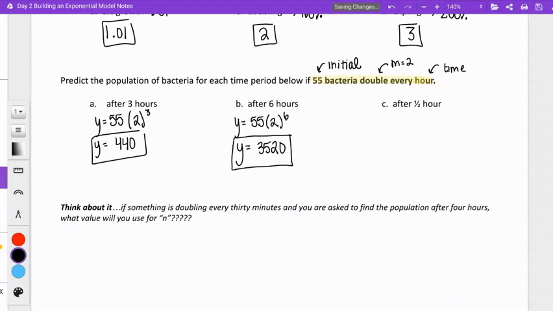And then after a half hour, so this is super important, right? If something's being measured in minutes or seconds and you know that your time in your equation needs to be in hours, it's going to be really important for you to make that equivalent. Lucky for us, it's talking about a half hour, so we can leave x as 1/2, but y equals 55 times 2 raised to the 1/2 power. And that's just going to happen to be y equals 77.78.